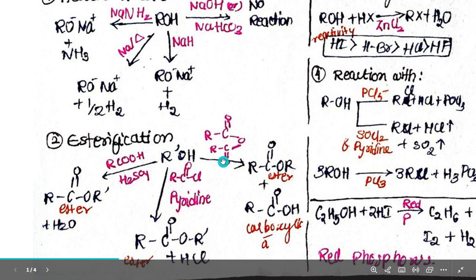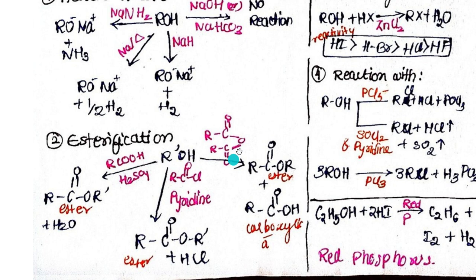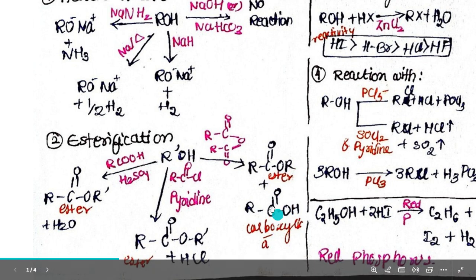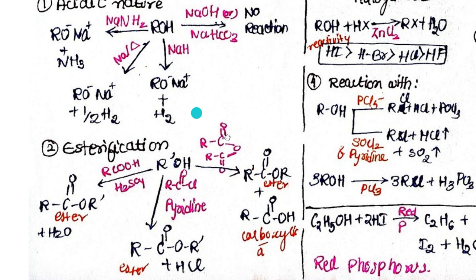Now if it also reacts with this kind of compound, which is RC double bond O on both sides, both attached to a single oxygen atom, we will get an ester, which is RC double bond OOR, and a carboxylic acid, which is RC double bond OOH. Here you can see this is the R dash, the alcohol's alkyl group.